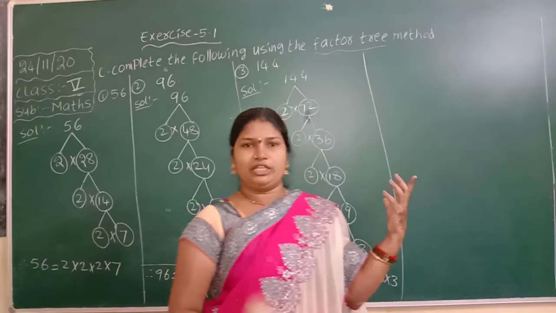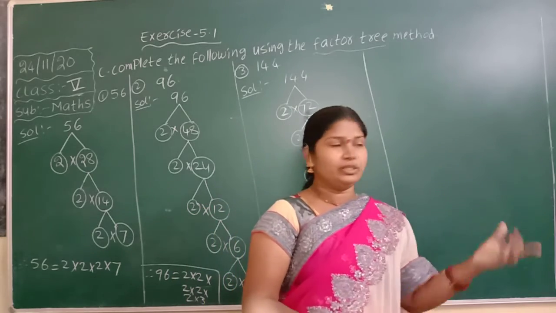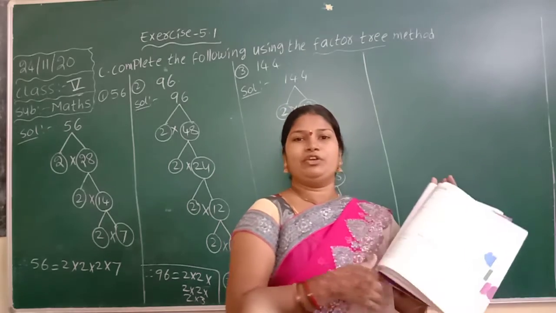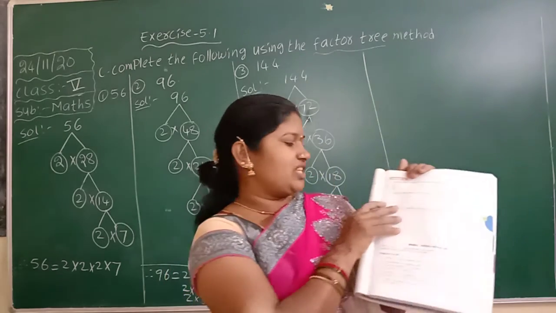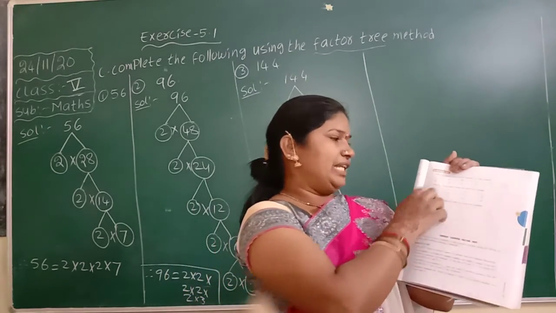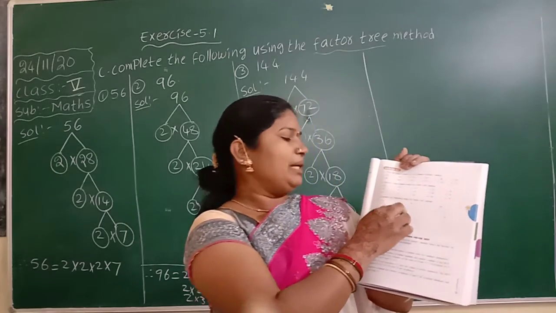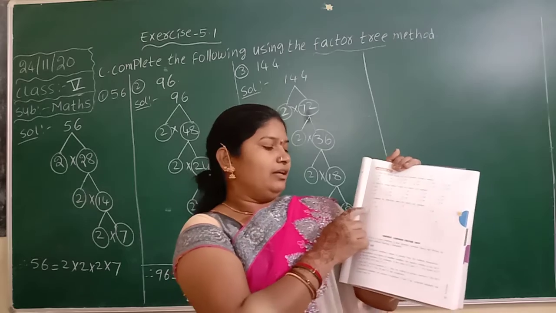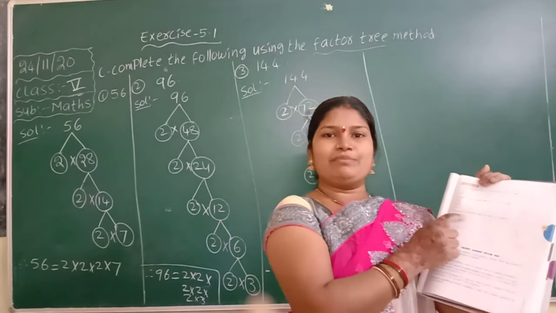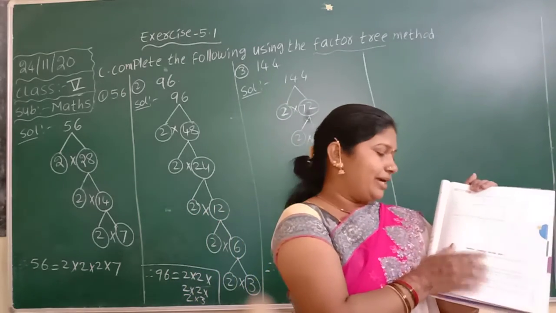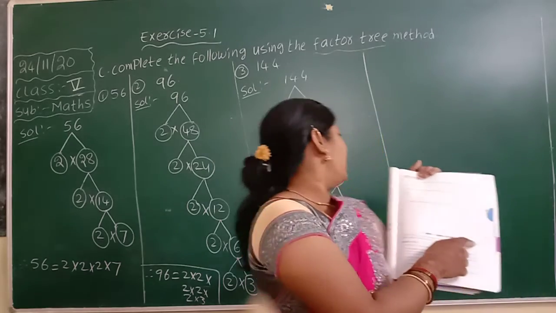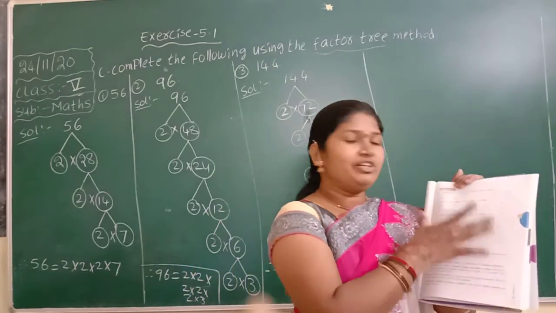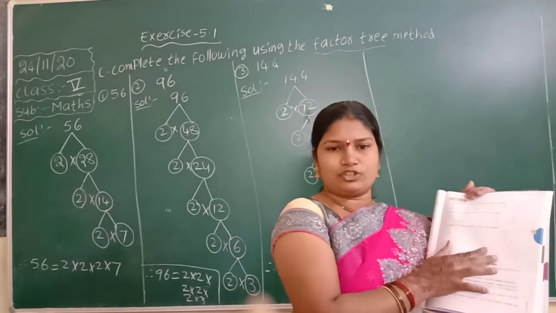Now this one you have to finish in your notebook, in your textbook, on page number 97. Everyone open your textbook to page number 97, children. See bit exercise 5.1: Complete the following using the factor tree method. Here they gave some numbers and some circles, like fill in the blanks. In those empty blanks you have to write the remaining numbers. Okay. First you should finish this bit in your textbook.